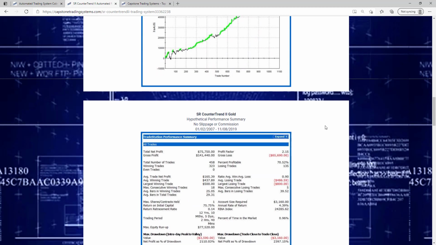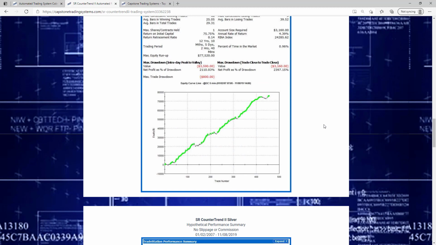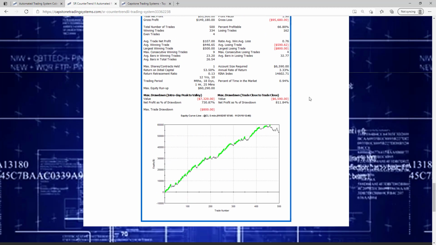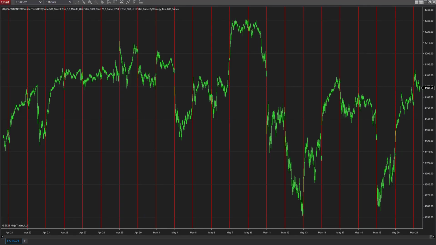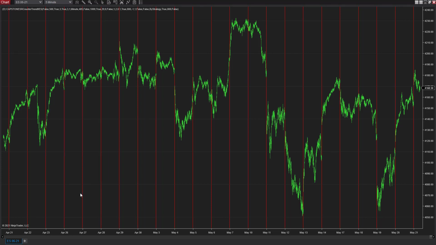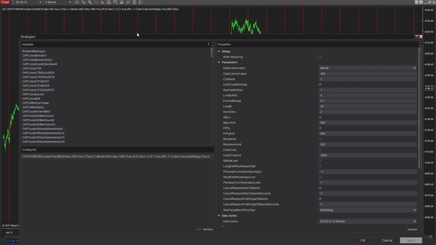NASDAQ, you can see the latest performance summary. Gold, not the latest, these are through 2019. I need to update these. It's hard to keep everything updated, it takes a while, but I can always update you in the portfolio calculator as well. And let's turn this strategy on. Look at the very latest. Right click strategies and SR CounterTrend 2 E-mini S&P. This is on the E-mini S&P.